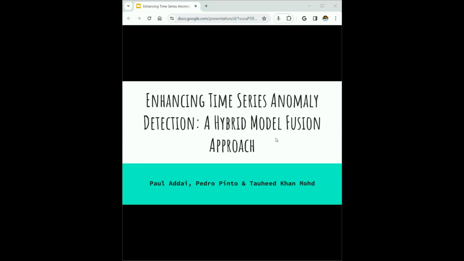So my name is Tauheed Khan Muhammad, and I am from Eastern Michigan University. The topic which I'm going to present today is enhancing time series anomaly detection, a hybrid model approach. This study was carried out by my student Paula Dai, and there's another faculty member, Pedro Pinto, from Instituto Politécnico de Viana de Castelo in Portugal. And I am assistant professor at Eastern Michigan University.